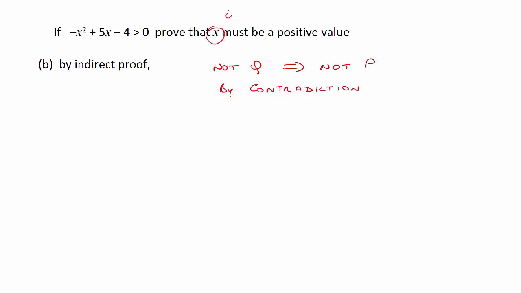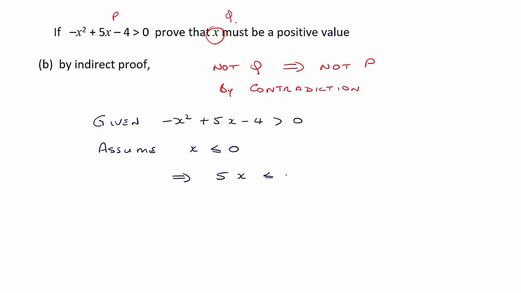We'll let that be our Q, and this is our P. Again, we're given that minus x squared plus 5x minus 4 is greater than 0. But let's think about the not Q. Well, Q is that x must be positive, so not Q means we assume that x is less than or equal to 0. This implies that 5x is less than or equal to 0. That means 5x is a negative number.